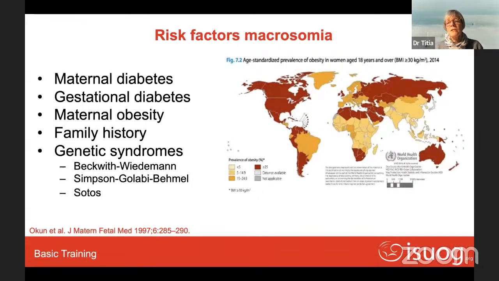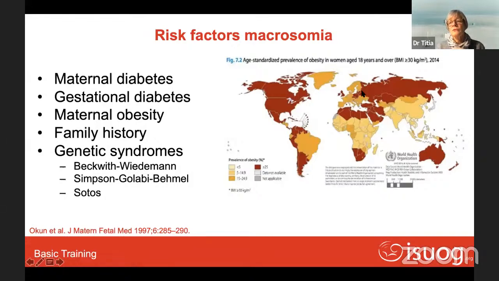This map illustrates the number of women aged above 18 who have a BMI above 30 kilograms per square meter. How often is that happening? That is obviously in North America and in Colombia, Chile and Argentina.